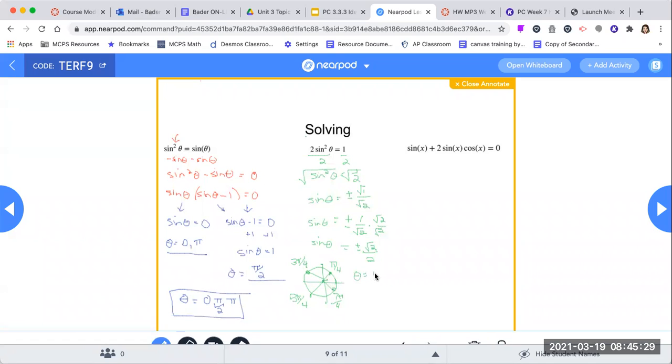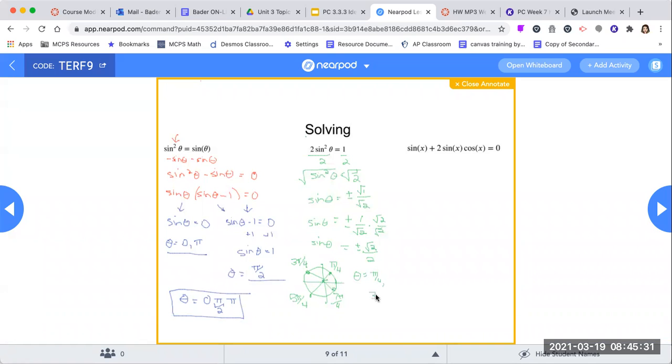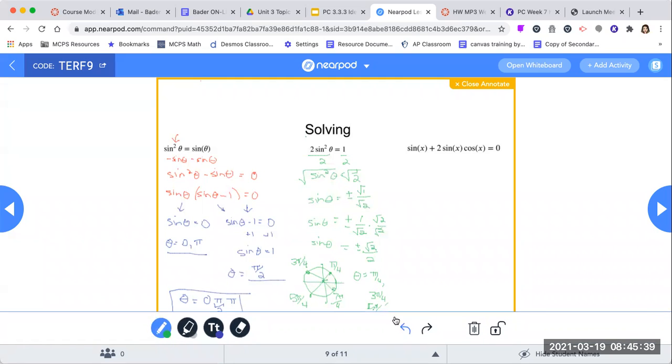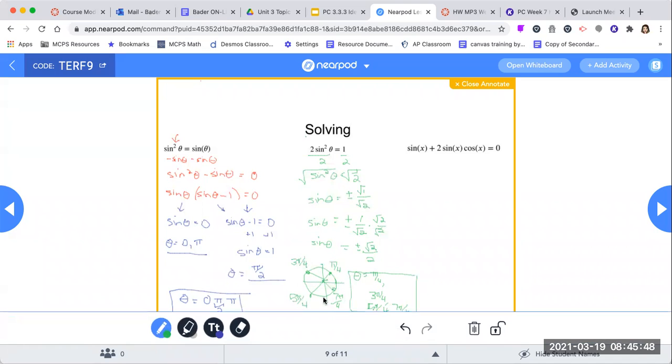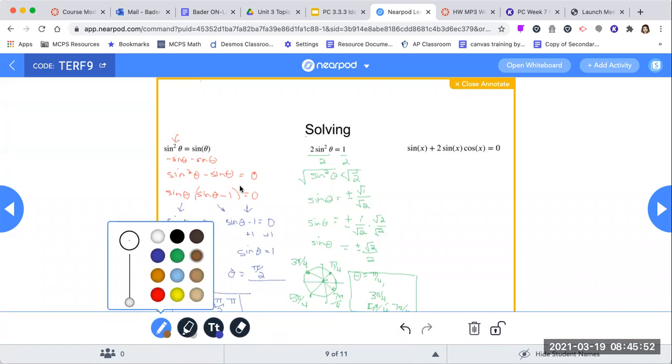It's going to have an answer of pi over 4, 3 pi over 4. I'm writing vertically because I want to leave room for the last question. 5 pi over 4 and 7 pi over 4. So it has 4 beautiful answers. Okay, it's all these 4. All right, one more.